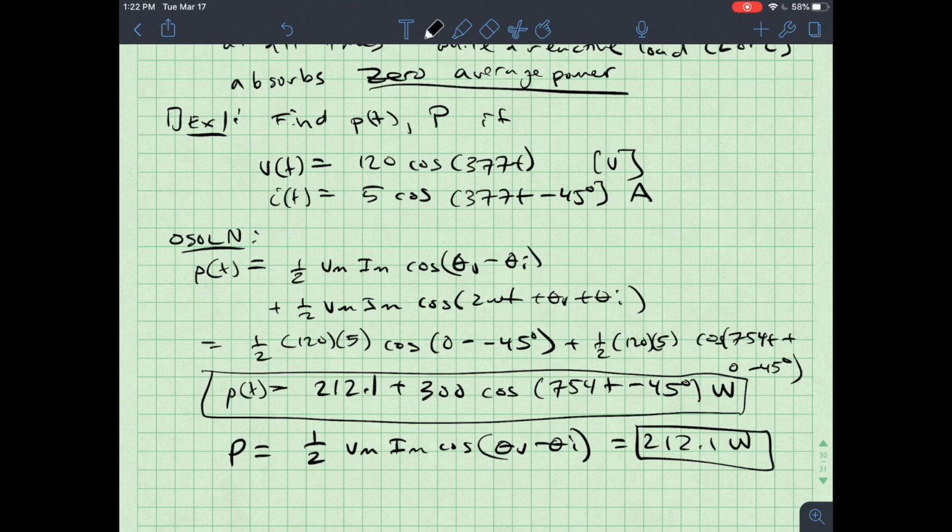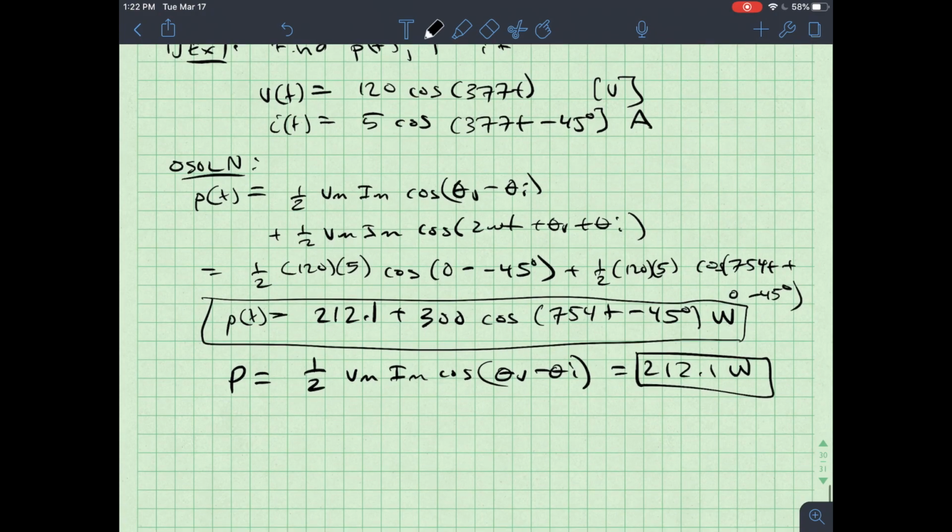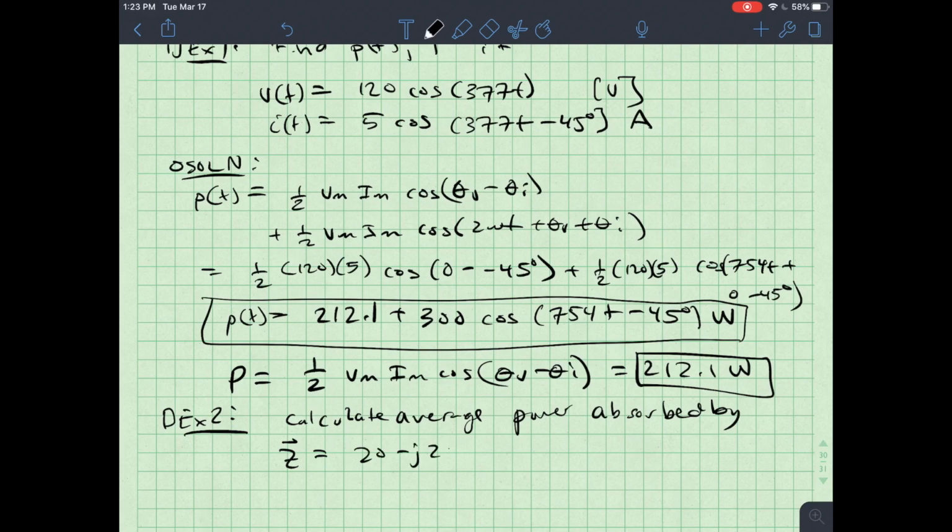All right, let's apply that to a second example. Example 2. What I'd like to do in this example is calculate the average power absorbed by Z equals 20 minus j20 ohms if a voltage of 120 angle 0 degrees volts is applied.